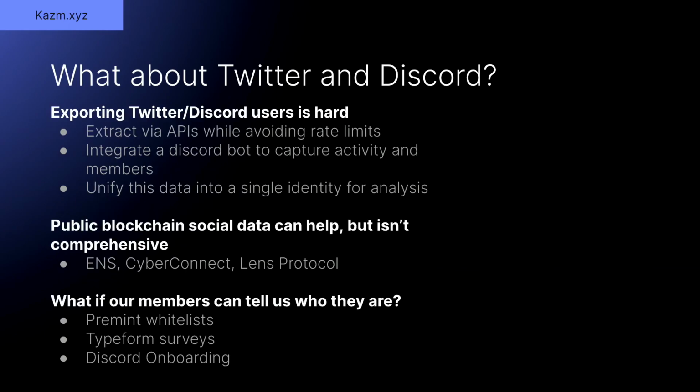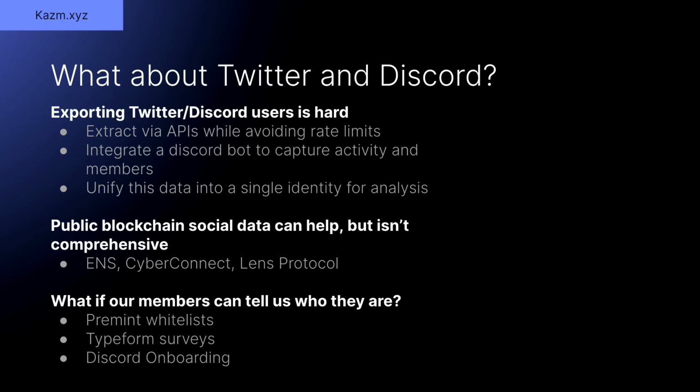But there are some problems. Exporting Twitter and Discord users is hard. Extracting via APIs, you have to avoid the rate limits, which can be a big pain. For Discord, if you want to capture all of your data, you need to have a Discord bot, which we have found often has an arduous approval process if you want to use it in a lot of communities. And then you need to unify all this data into a single identity. It's different formats, different IDs, things like that.